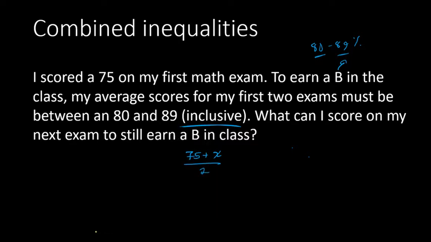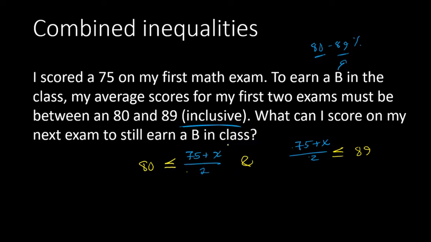Now, I want this average to be between an 80 and an 89. So this number must be greater than or equal to an 80 for me to get a B. And that same phrase, let me write it again, that same phrase, 75 plus x over 2, must be less than or equal to an 89 for me to get a B. So these are the two criteria I have to meet.